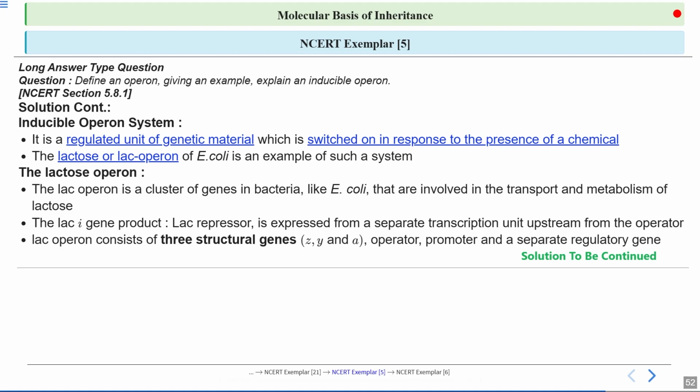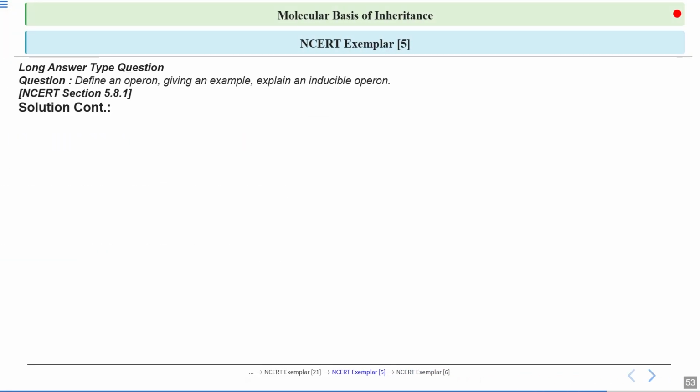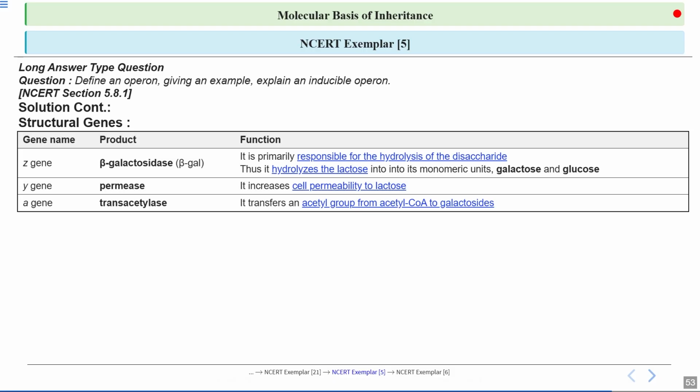So the lac operon is an example of an inducible operon when lactose is present. In the presence of lactose, the lac operon is switched on. These are the three structural genes. The Z gene codes for beta galactosidase, the Y gene codes for permease, and the A gene codes for transacetylase. Beta galactosidase hydrolyzes lactose into galactose and glucose. Permease helps in the internalization of lactose into the cells. And transacetylase adds an acetyl group from acetyl coenzyme A to the galactosides.